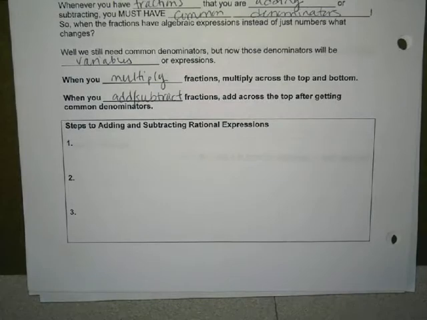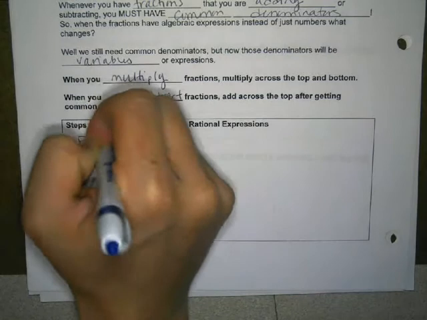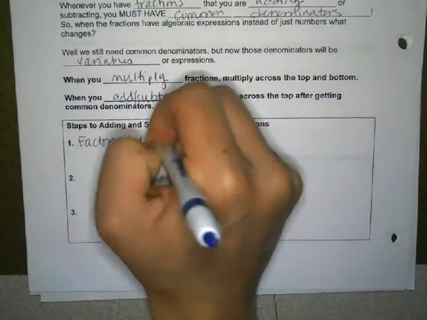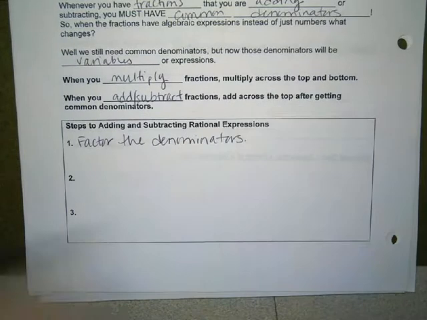All right, when you have variables in your fractions that you're trying to simplify, the first key step when you're adding and subtracting is to factor the denominators. Now when we get to multiplying, we factor everything, the numerators and the denominators, but with adding and subtracting, we just really care about getting the denominators the same, so we just factor the denominators.